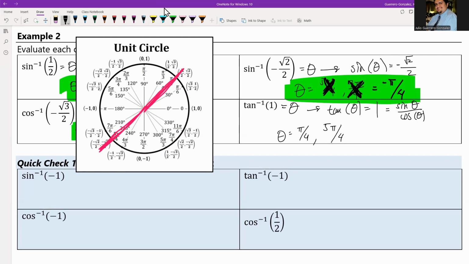Again, the angles for tan inverse have to exist from negative pi over 2 to pi over 2. So guess what? Not that one. So I get to cancel out 5 pi over 4, and I get left with just pi over 4. This is the only answer we got. Okay. There you are.